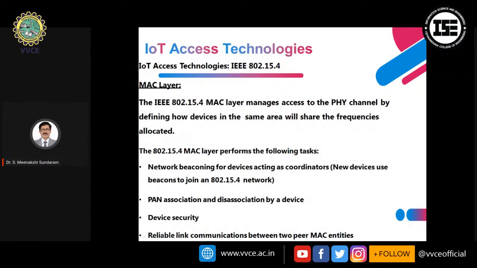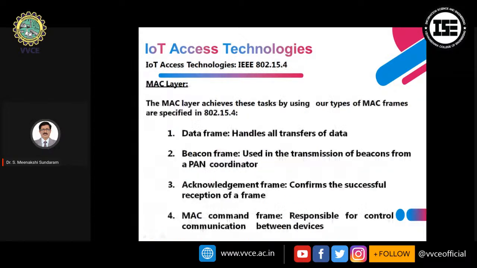The MAC layer, if we take for example the IEEE 802.15.4 MAC layer, manages access to the physical channel by defining how devices in the same area will share frequencies. So these are some of the tasks performed in the MAC layer in 802.15.4: network beaconing of the devices which act as coordinators, how devices can beacon to join the network, the PAN association and disassociation by devices, the device security, and reliable link communication between two peer MAC entities.